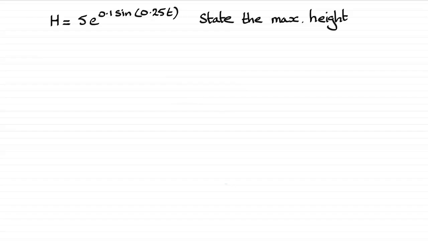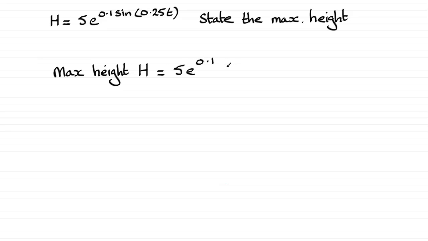Now in this next part, we've got to state the maximum height h. So what can it be? Well, very easy, because there's no working really needed at all, because the sine function is the thing that controls h, and sine can only go between -1 and 1, and so therefore we want this to be a maximum when we're multiplying the 0.1 with 1. Okay, so the maximum height has got to be 5e to the power 0.1.